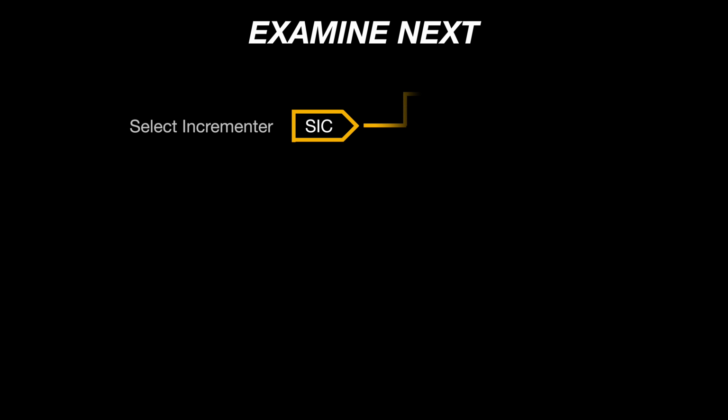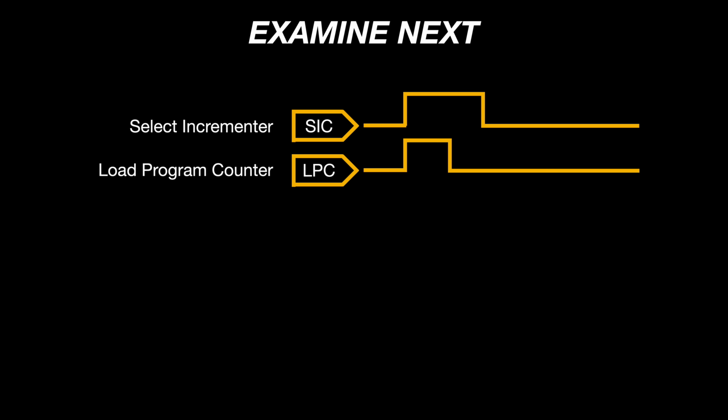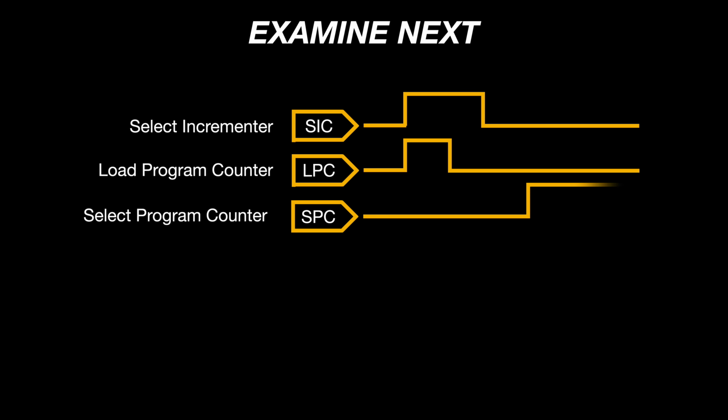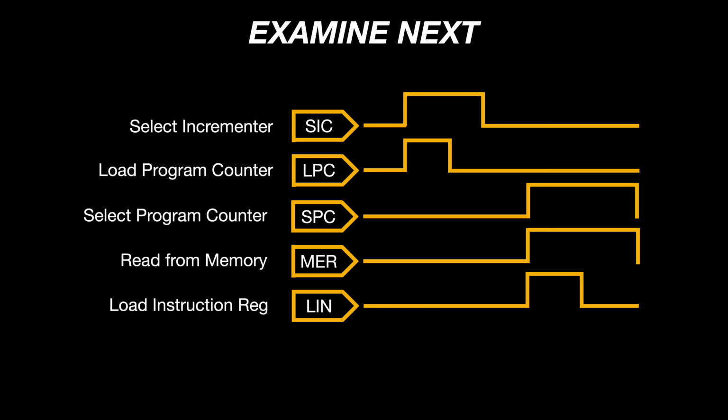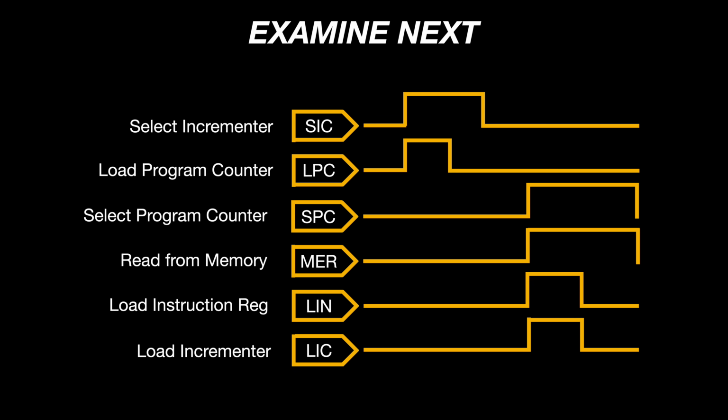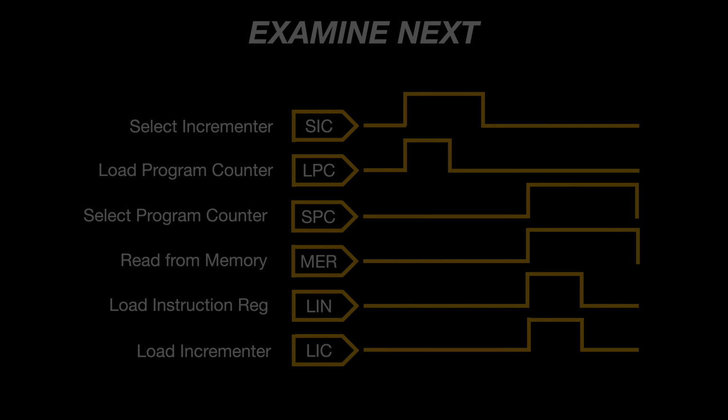And this all requires a few more control signals, starting with selecting the incrementer and loading the program counter to advance it by one. It then selects the program counter, reads the value from memory, and loads the instruction register to display that value, and then finally loads the incrementer for the next round.